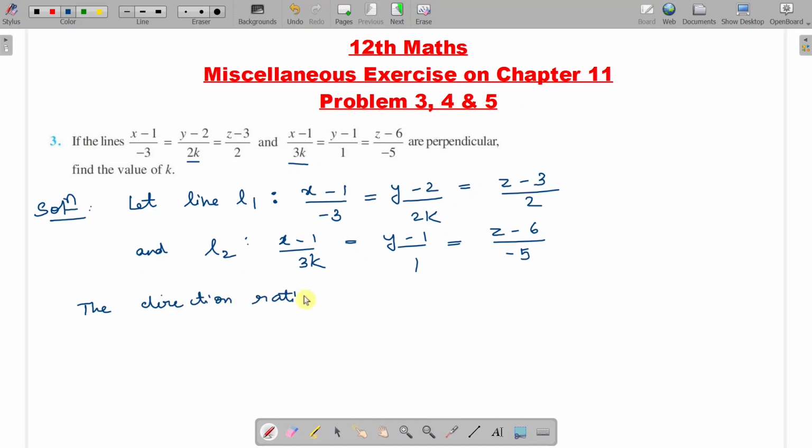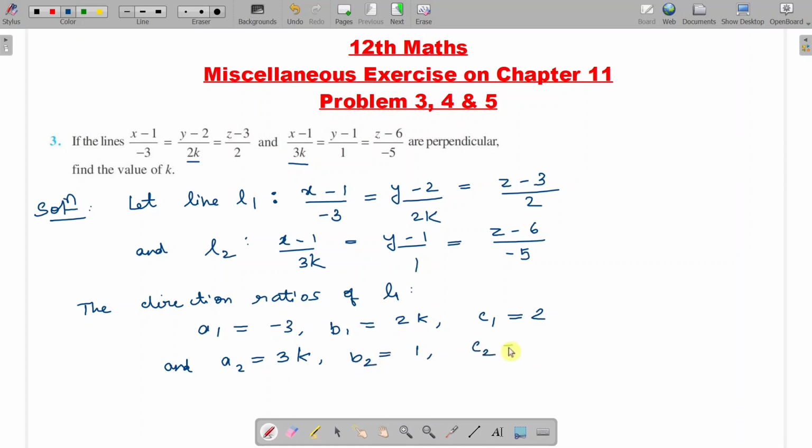So the direction ratios of L1 are A1 is minus 3, B1 is equal to 2k, C1 is equal to 2, okay, and for L2, A2 is equal to 3k, B2 is equal to 1 and C2 is equal to minus 5.